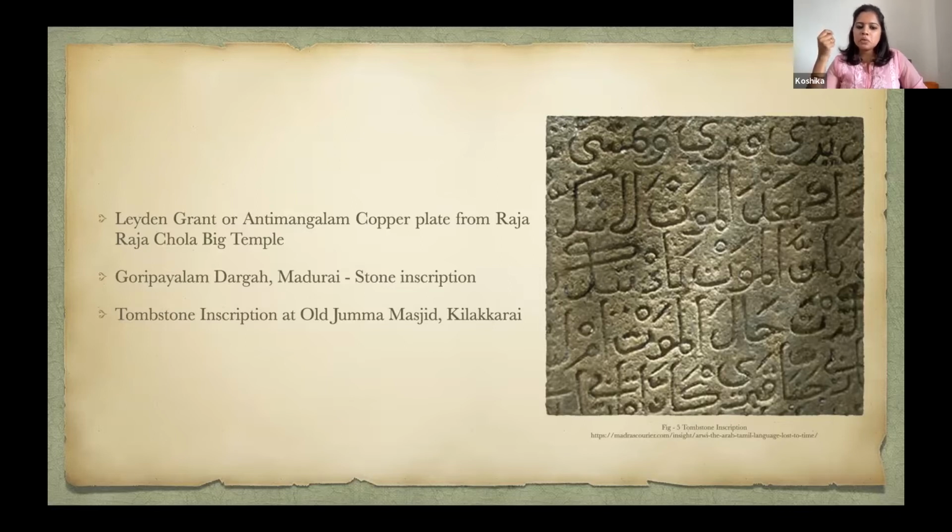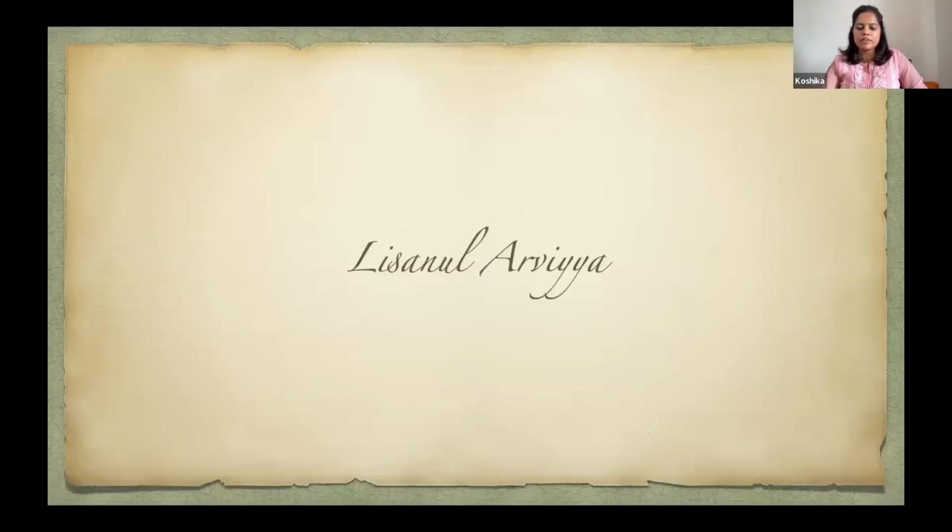Next is the Goripalayam Dargah in Madurai, which has a stone inscription that talks about the Nayakas and a dispute that happened, and how the Nayakas supported the Muslims and gave a ruling, an authoritative order that supports the Muslims. Those are the inscription details we have.